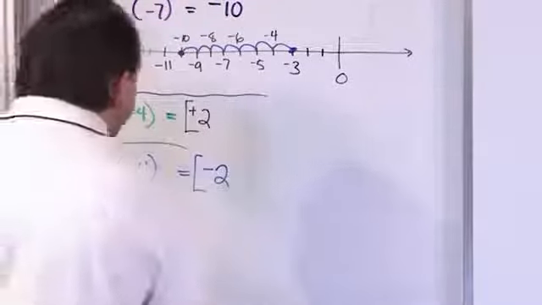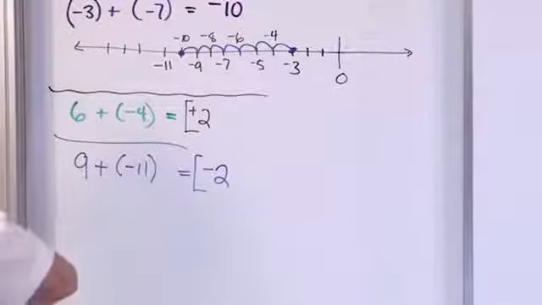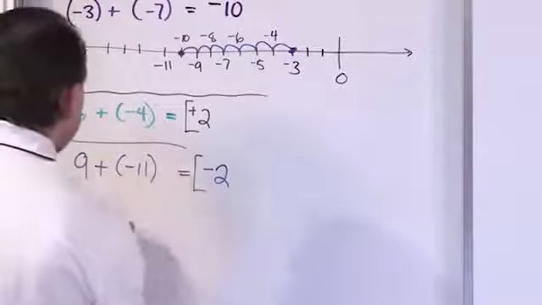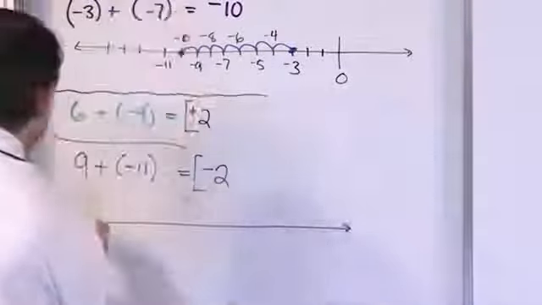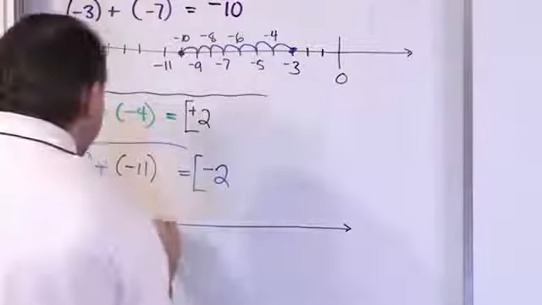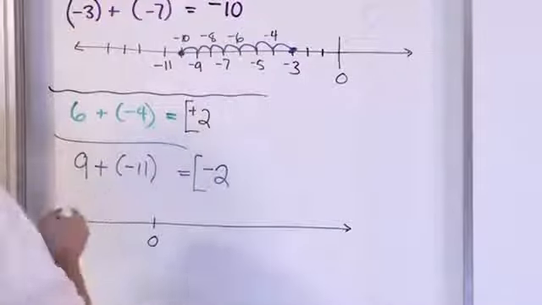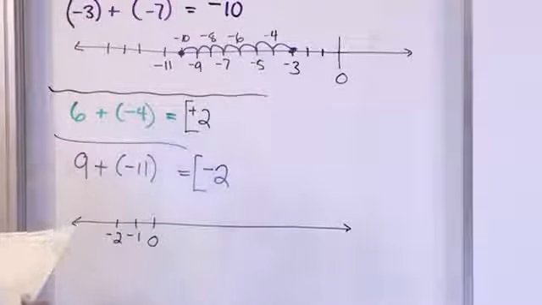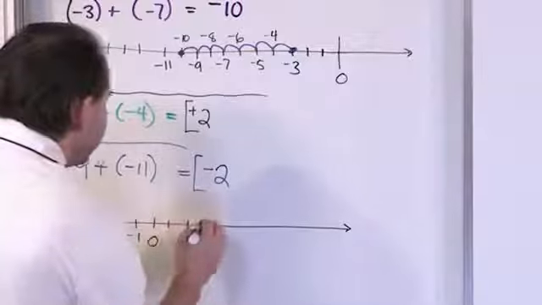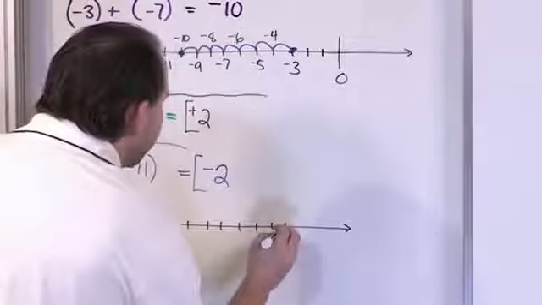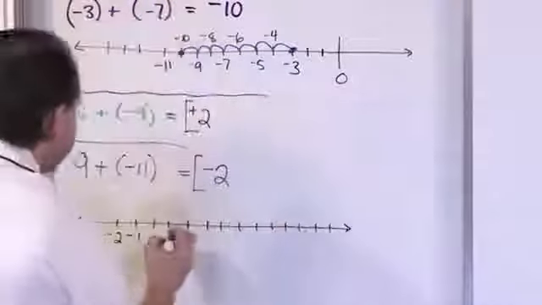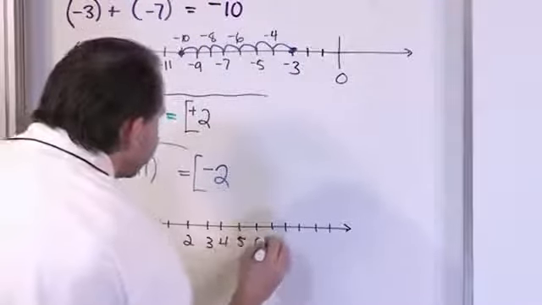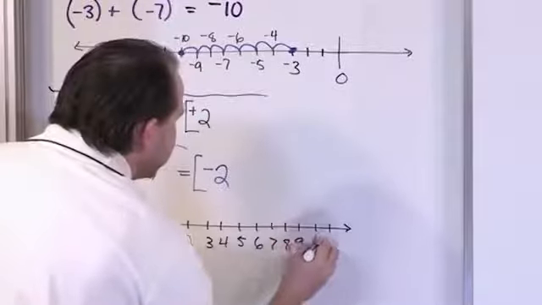Now again, we're not going to do this for every problem, but we'll go ahead and do this guy on a number line to show you what's going on here. So if I have a number line, something like this, then my zero point might be here, all right? And then I might have negative 1, negative 2, something like this. And then I might have 1, 2, 3, 4, 5, 6, 7, 8, 9, 10, 11. So let me label these guys real quick.